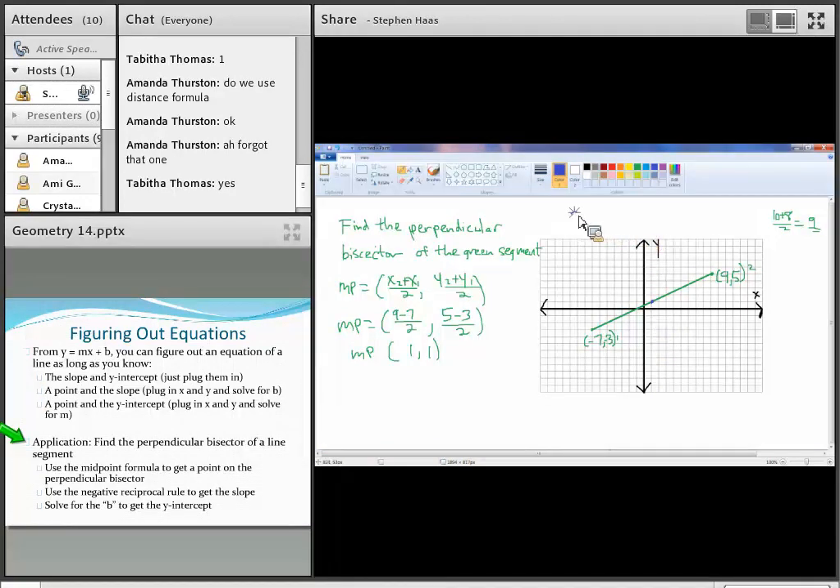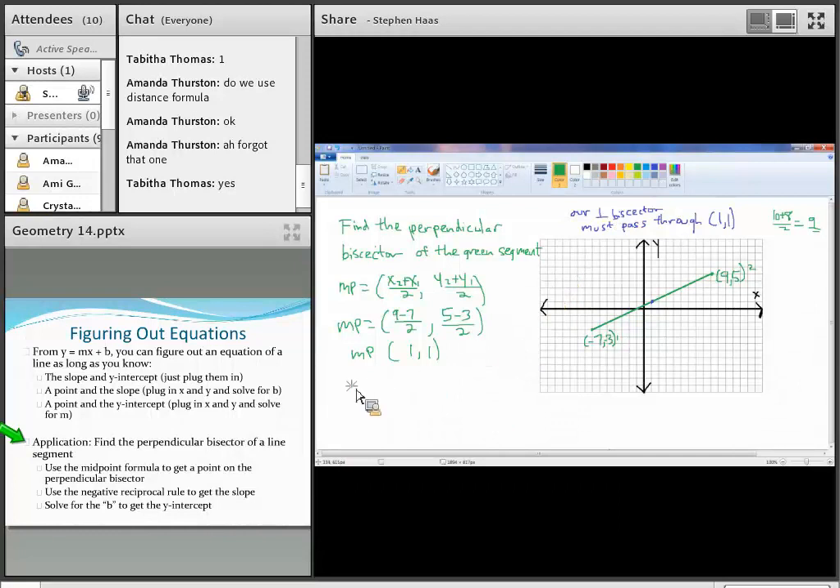Our perpendicular bisector, I'll write it up here. That symbol means perpendicular, of course. It must pass through the point 1 and 1, because it's got to cross that line. Now it's got to be perpendicular. Okay, well, let's figure out what its slope has to be.